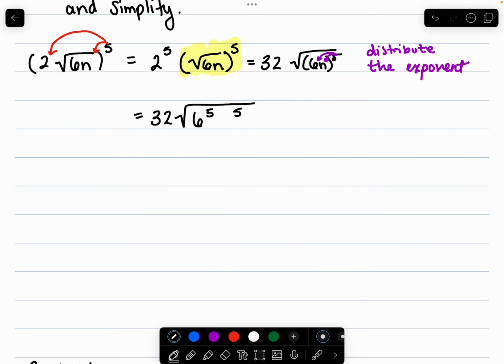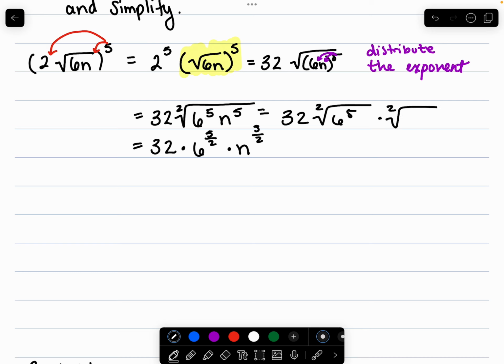So we get here. If you don't want to watch this, you can stop. We get 32 times 6 to the 5 over 2. My index is 2. I'm using this exponent over here. Times n to the 5 over 2. I can do this because there's a property that says if you're multiplying with the same exponent, you can separate it.